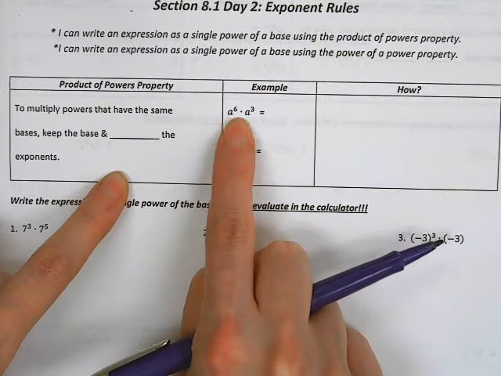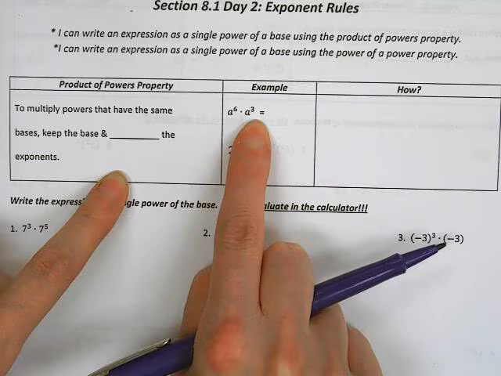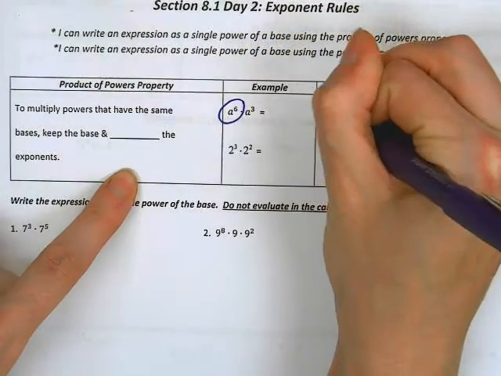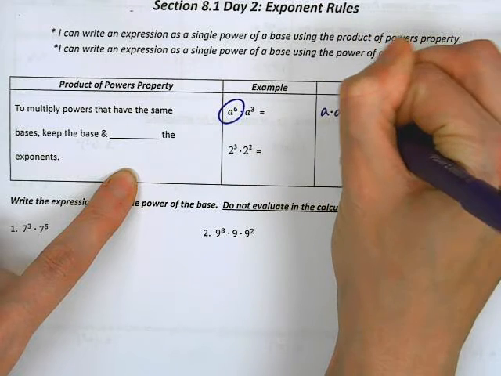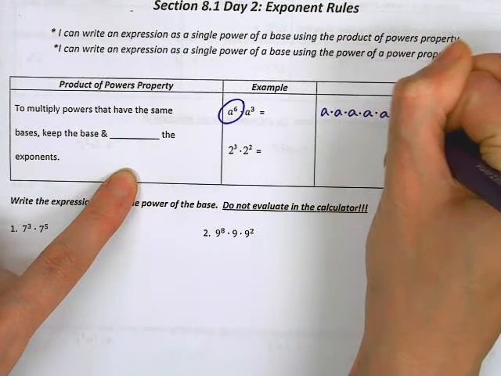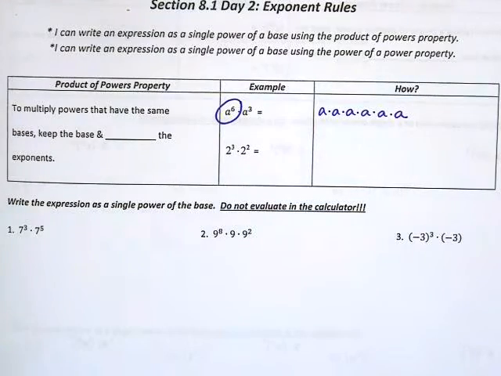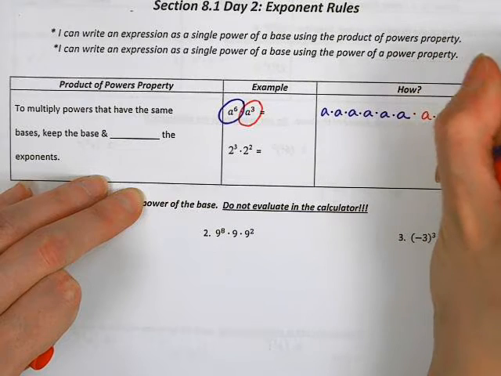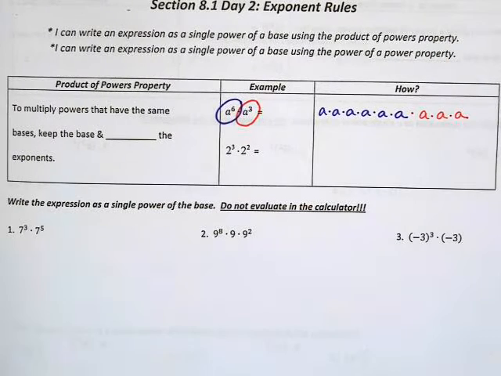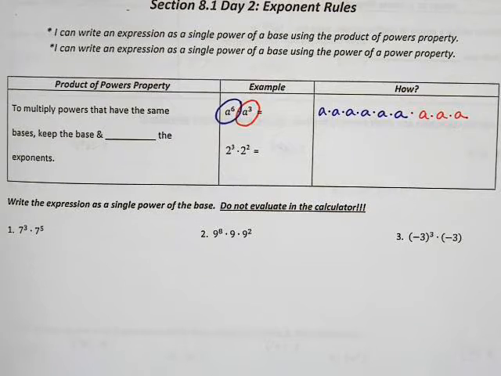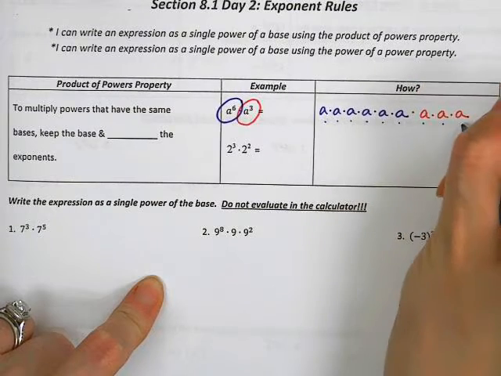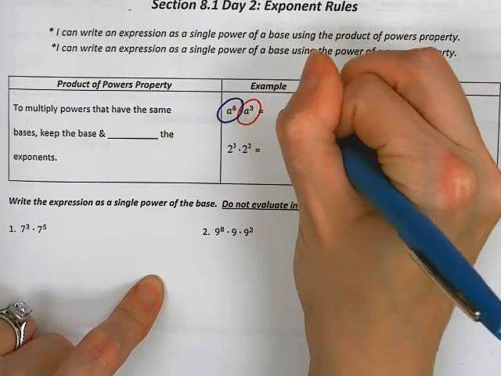a to the 6th times a to the 3rd. Let me show you what that really means. a to the 6th really means you're multiplying a by itself 6 times. All right? And then we're multiplying a to the 3rd, which is a times itself 3 times. So what is the answer? How many a's do you guys have? 1, 2, 3, 4, 5, 6, 7, 8, 9. So the answer is a to the 9th.